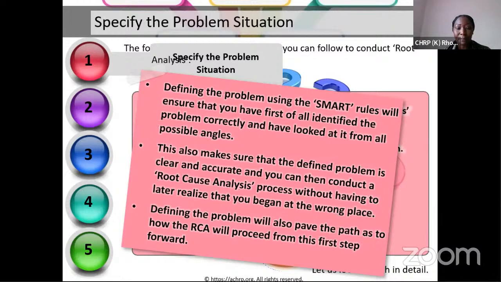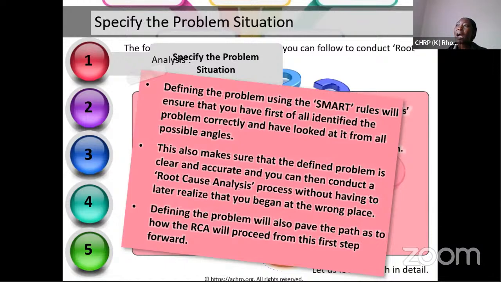The systems are not working. Then it also makes sure that the defined problem is very clear in our mind. It is very accurate. And then you can conduct what we call the root cause analysis process without having to later realize that we began going to the wrong place.